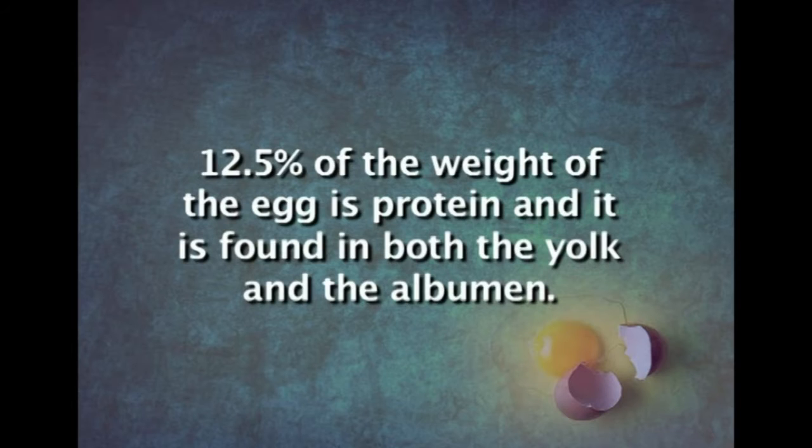Now, 12.5% of the weight of the egg is protein, and it is found both in the yolk and the albumin, although protein is more concentrated around the yolk. There is in fact more protein in the albumin.